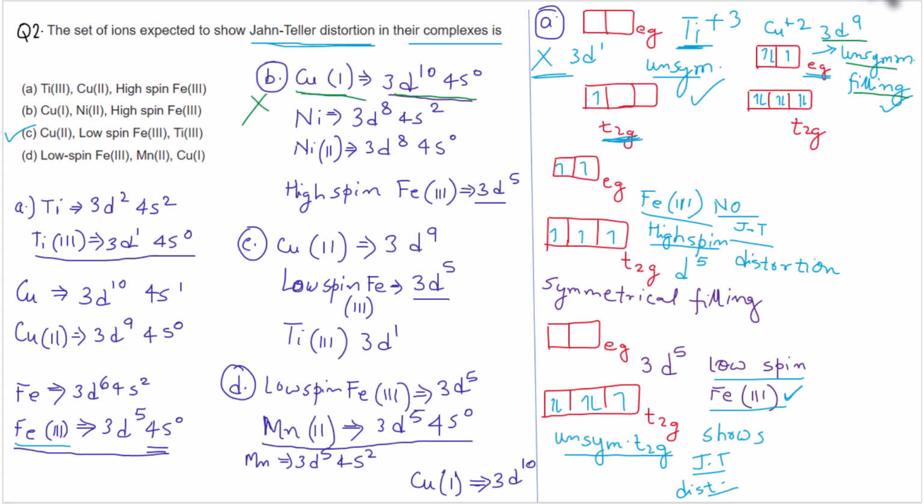So I hope this explanation was clear to you, and it's not a tough question. If you have some basic knowledge about Jahn Teller distortion and the conditions leading to these distortions, and how the symmetric and asymmetric filling of t2g and eg orbitals occur, then you can solve this question very easily.